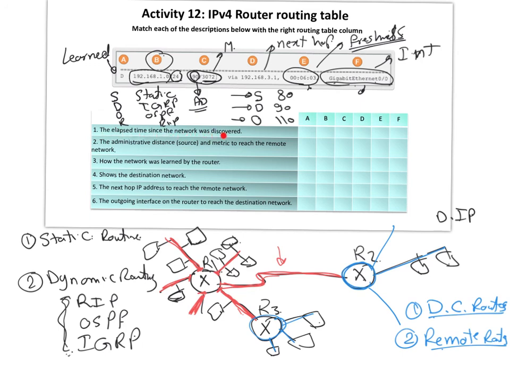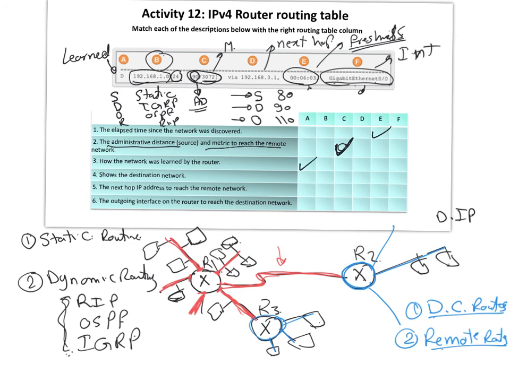What's the elapsed time since the network was discovered? So which line is this, or which column is this? The elapsed time is column E, bravo. Yes. The administrative distance and the metric combined. This is clear. This is C. How the network was learned by the router. This is A.